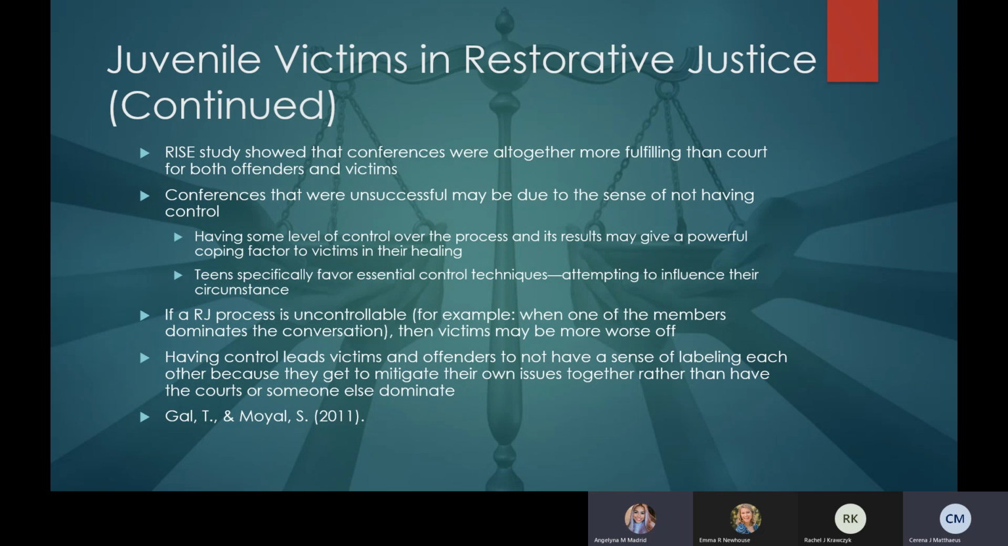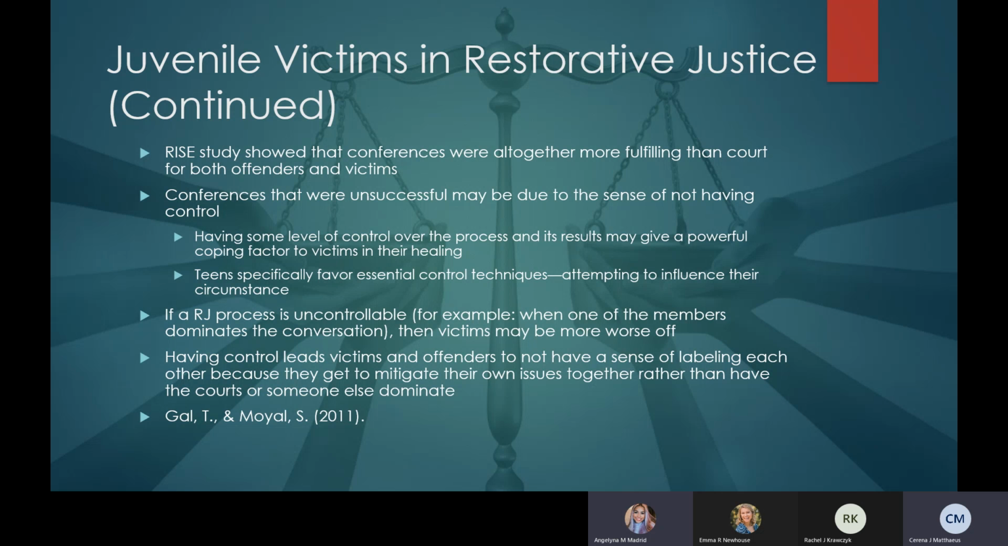In measures that follow victimization, having some level of control over the process and its results may give a powerful coping factor to victims in their healing, and this is valid for child victims as well. Teens specifically favor essential control techniques in an attempt to influence their circumstances. And in the event that a restorative justice process is uncontrollable, for example, when one of the members dominates the conversation, then victims may be worse off, either on the grounds that their efforts to assert a few primary controls are pointless, or if they saw the interaction as uncontrollable to begin with.